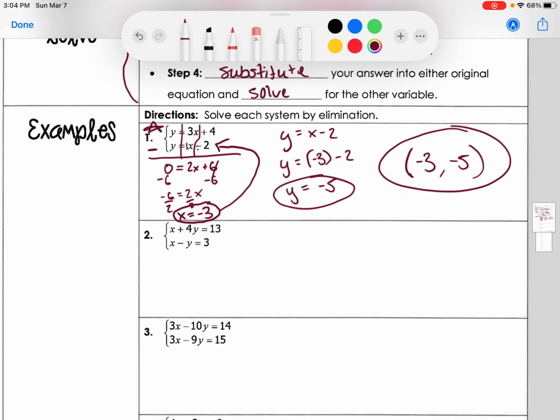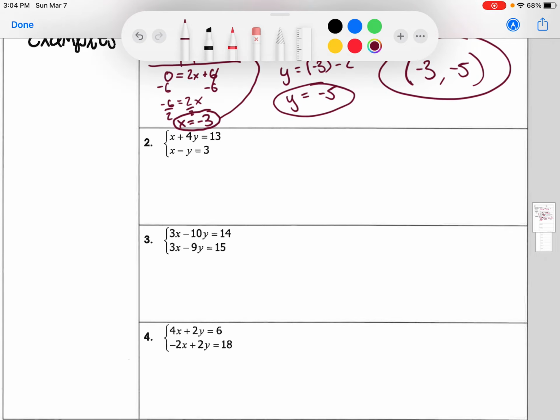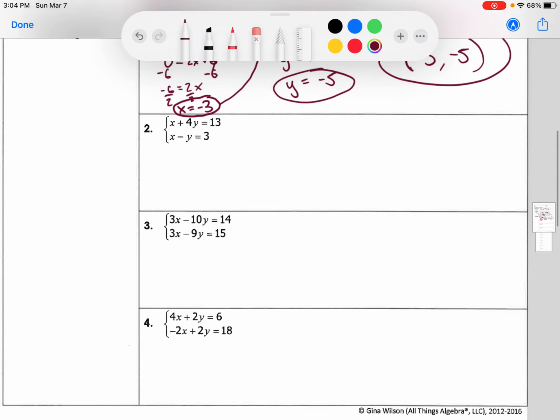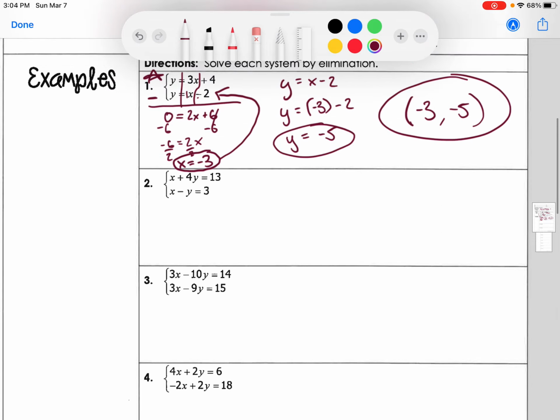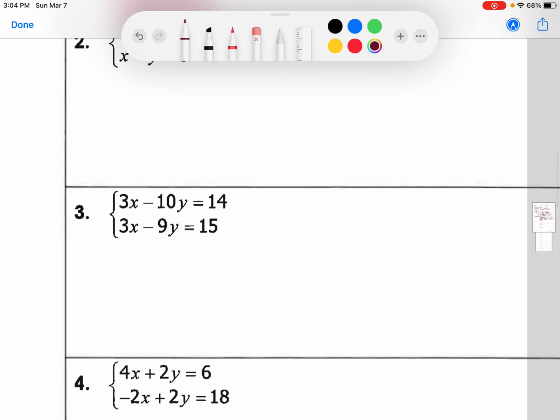Okay, so let's look at one that is in standard form. Let's look at number 3. So in this case, we have to check, make sure these are lined up. We have our x's, our y's, and our constants all in a row. So we are good. We're all lined up.